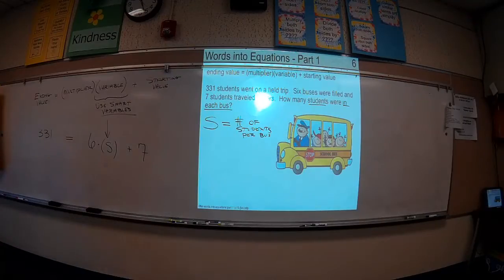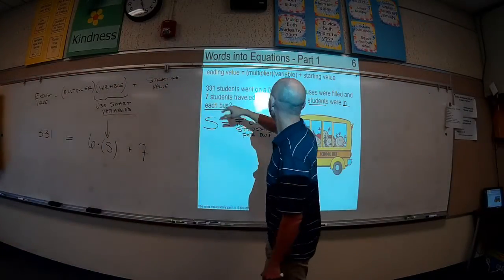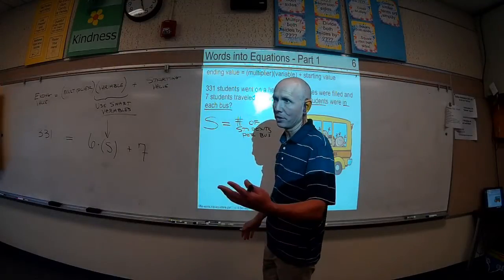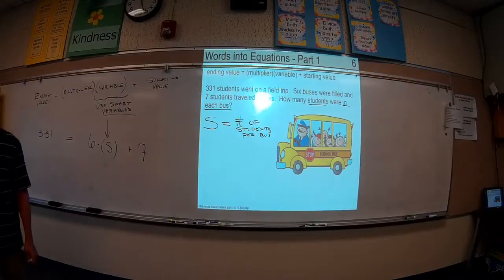Yeah, I can get the answer, man. 331 kids, okay. I'm gonna subtract out the 7, and then I'm gonna divide it by the 6, and I've got my answer. That's not what this is about. Can you model it with an equation?